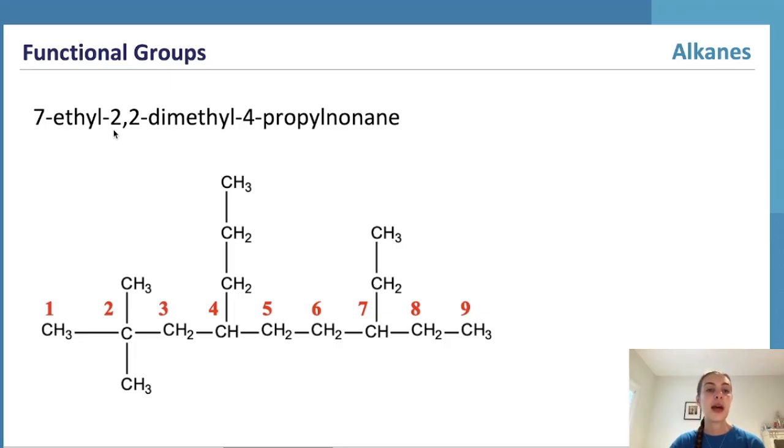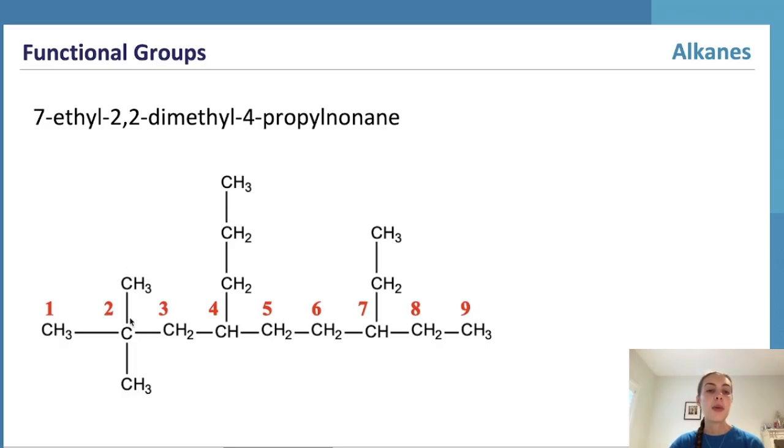Next, we can see we've got a 2,2 dimethyl group. So it's saying that on the 2nd carbon, we've got 2 methyl groups. So 1, 2, we've got a methyl group on this side and a methyl group on this side. And so it's important to note that this is not considered an ethyl group, because although they're on the same carbon, they're on opposite sides.